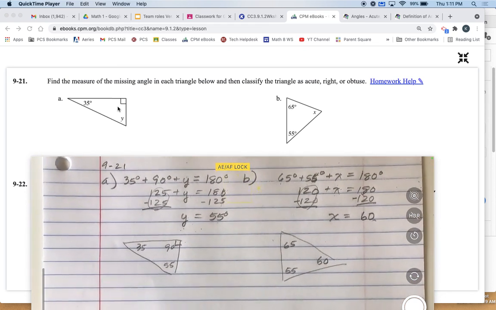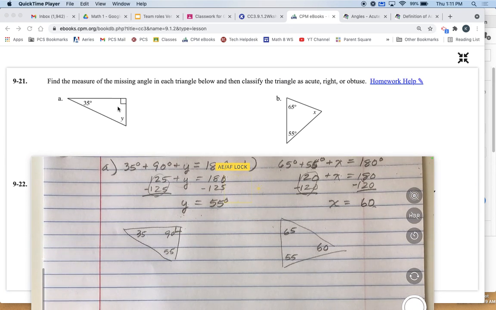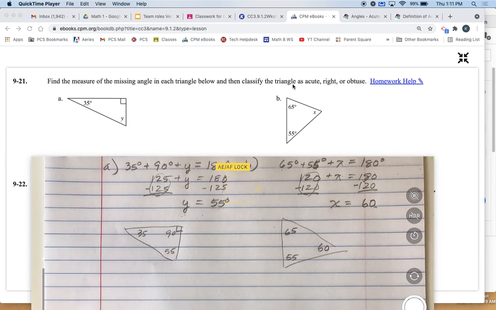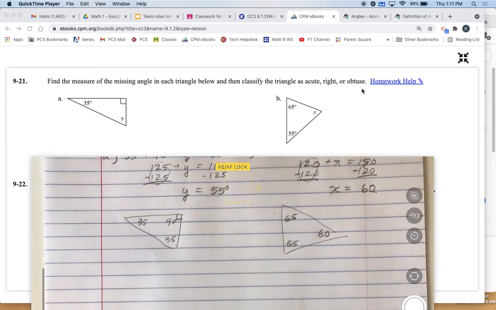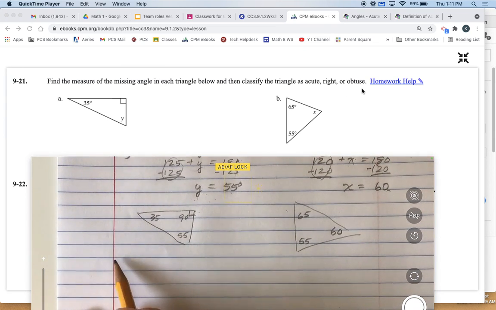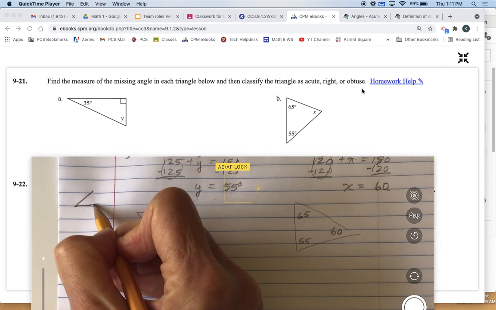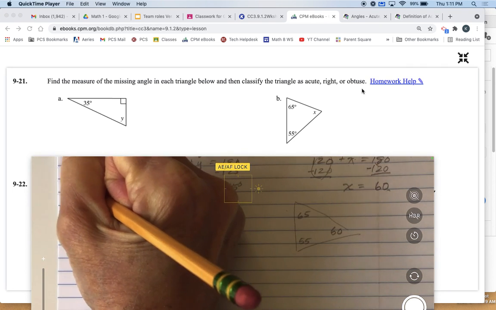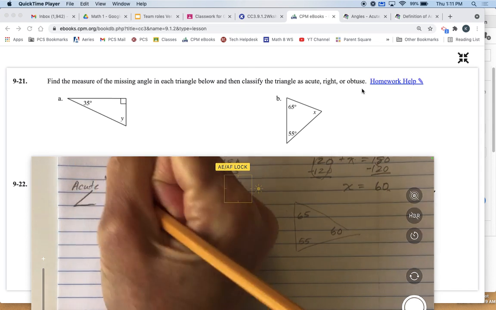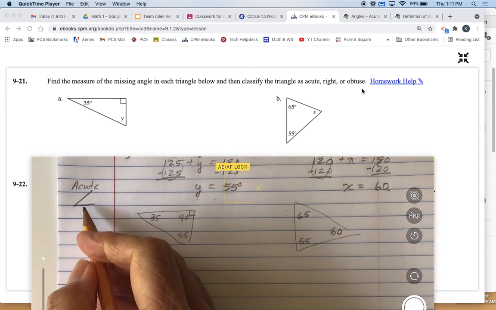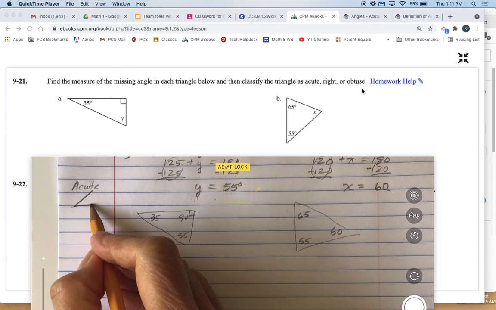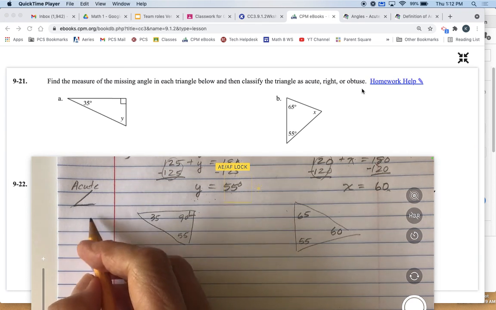Okay, so now what we're going to do is take a look at whether the triangles are acute, right, or obtuse. So I'd like you to remember that an acute triangle, acute, is less than 90 degrees. And so we can see that this is an angle that is less than 90 degrees.